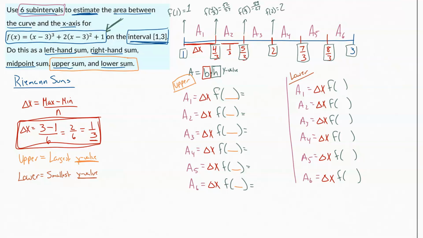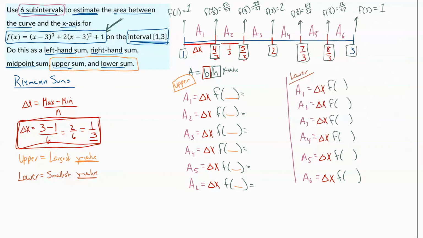I plug in 7/3 and I'm going to get out, so f of 7/3 gets me, I'll plug that in, you get 43 over 27. I plug in f of 8/3 and I get out of there 32 over 27. And then I plug in 3, and when I plug in 3, I get out 1. So what we are looking at right now is the answers on all of these. We are looking at the y values.